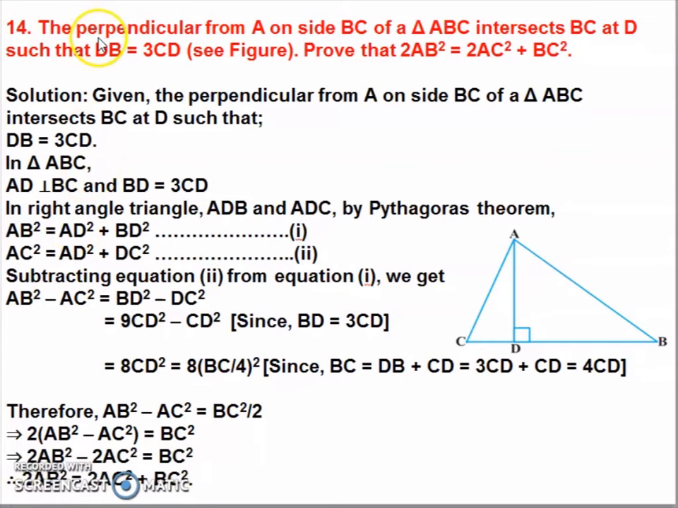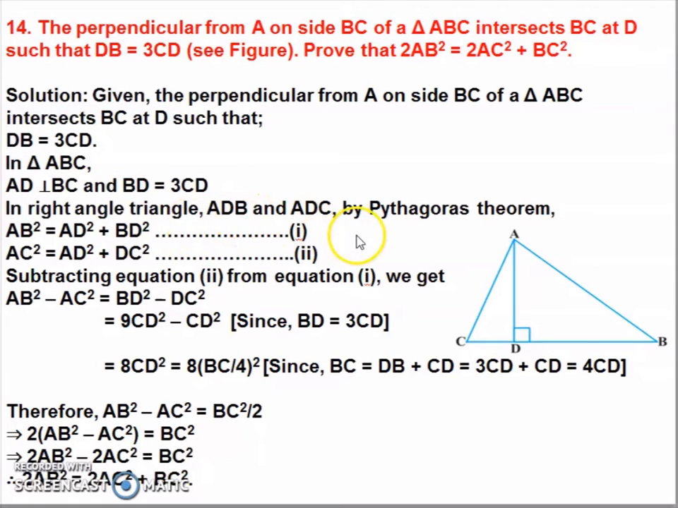14th question. The perpendicular from A on side BC of triangle ABC intersects BC at D such that DB is equal to thrice of CD. Prove that 2AB square is equal to 2AC square plus BC square. Now, the given things we have to write down in this way.